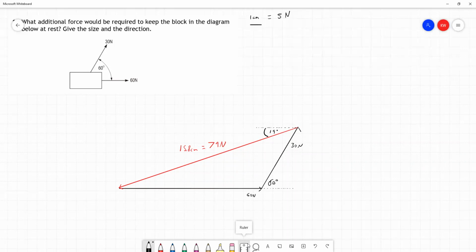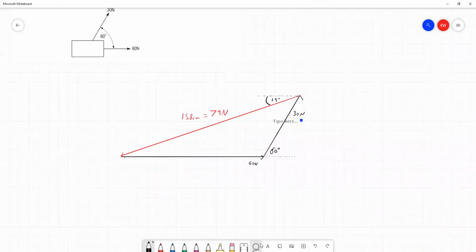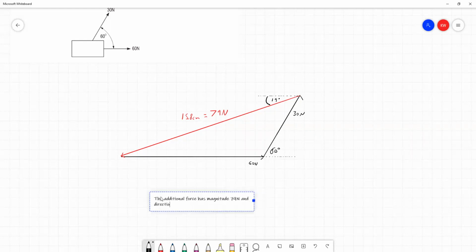So I might say something like, for my final answer, and I can just type this in to save my handwriting. Additional force has, well, we can use the word magnitude, that's a word for size. Magnitude 79 newtons and direction 19 degrees below the negative direction of horizontal, because it's acting to the left. That's the negative direction.